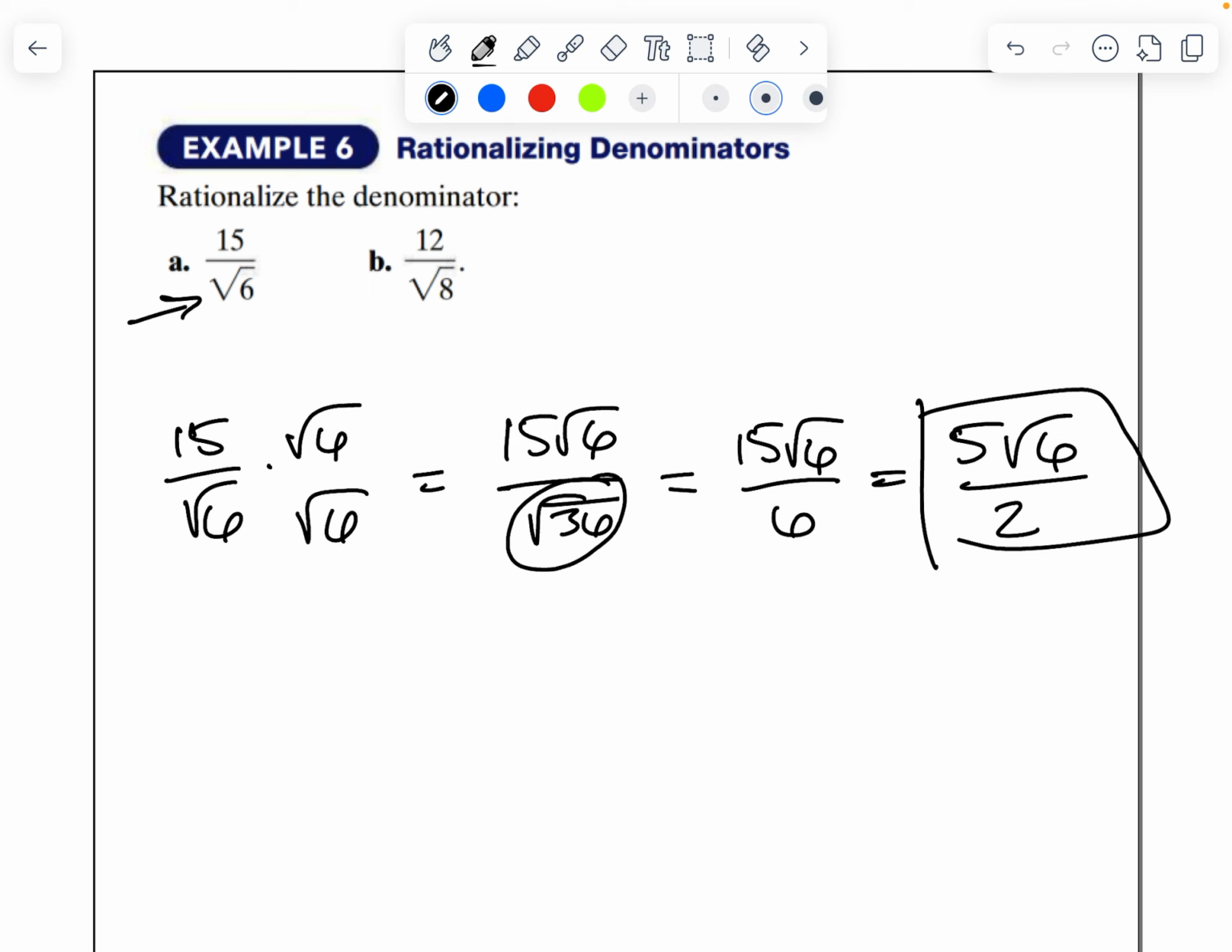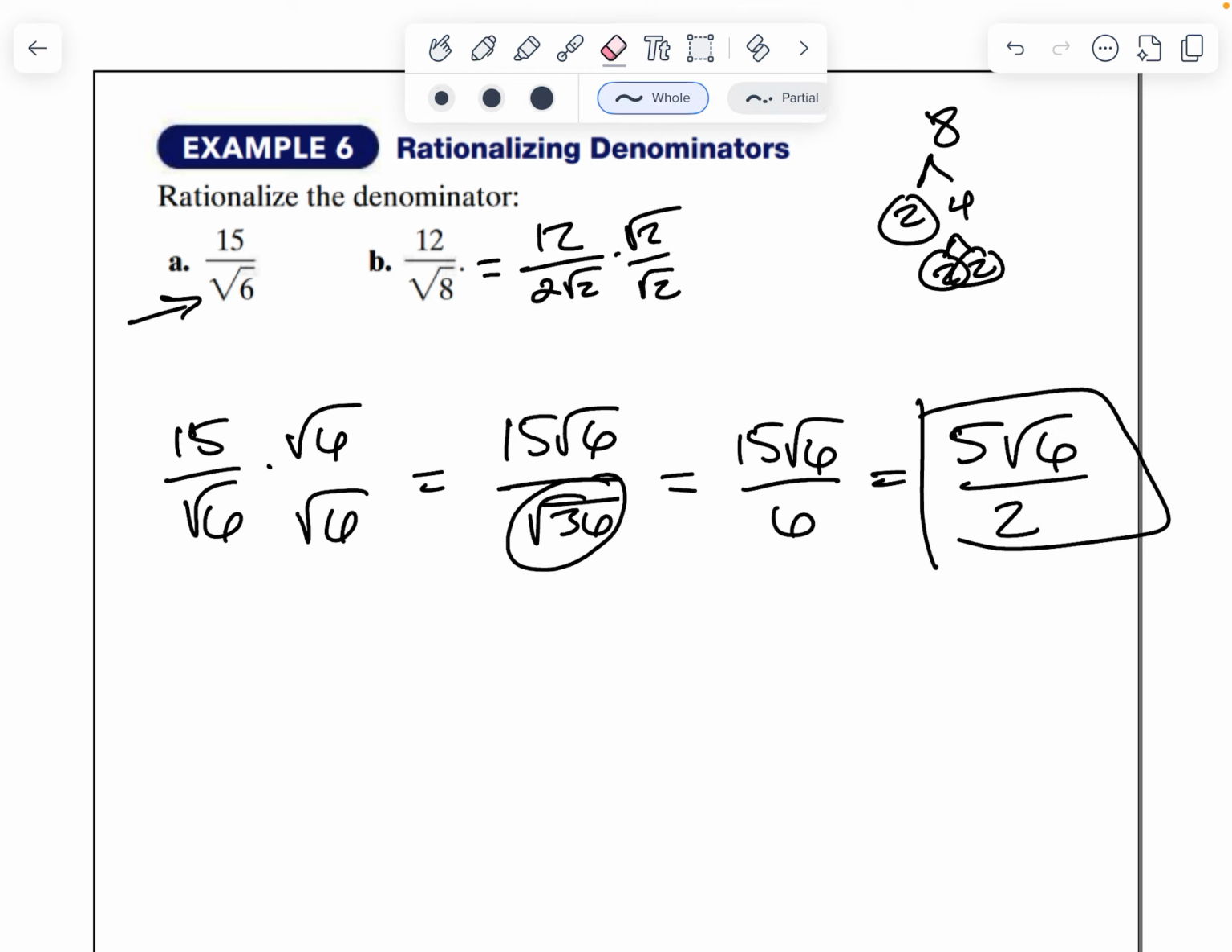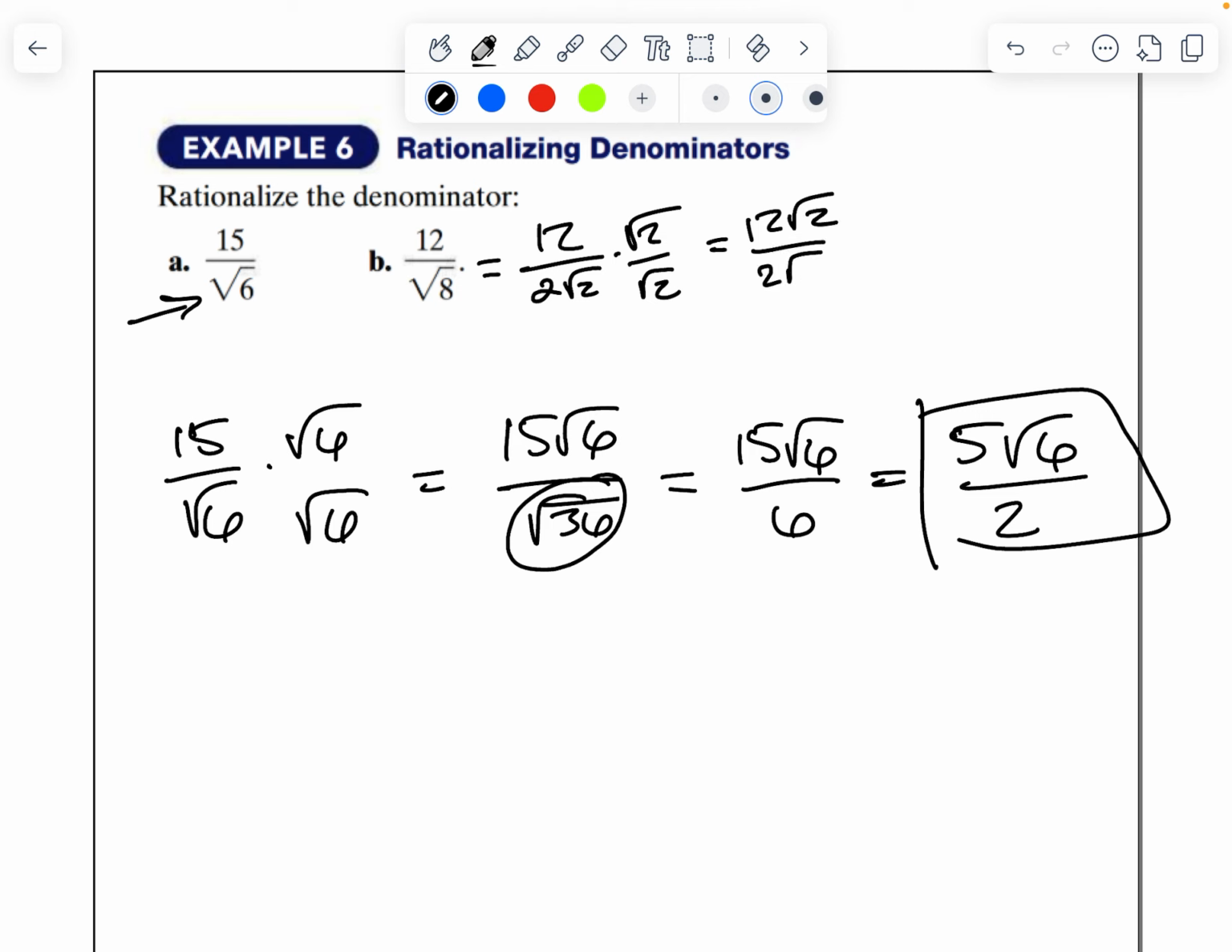All right, on the next one, it might help to notice first that we can actually break down that square root of 8. We can actually simplify it before we even start. So 8 is 2 and 4. 4 is 2 and 2. We end up with buddies that can go outside. So this is the same thing as 12 over 2 square root of 2. Now to rationalize, what we can do is multiply by the square root on top and bottom. Whenever we do that, we get 12 square root of 2 over 2 square root of 4.